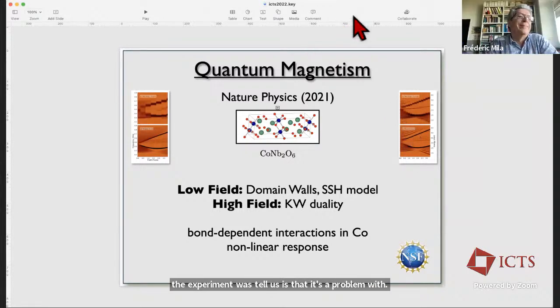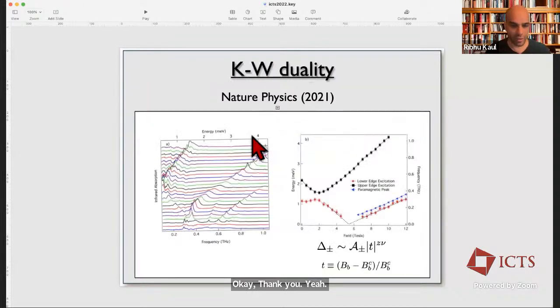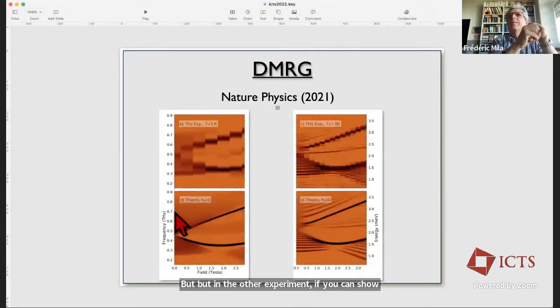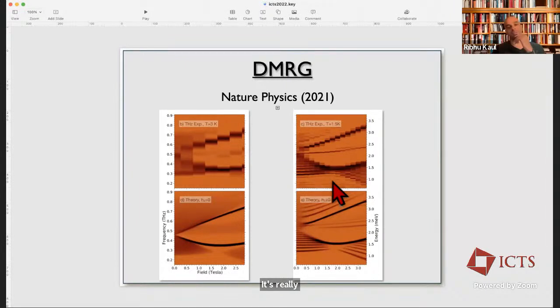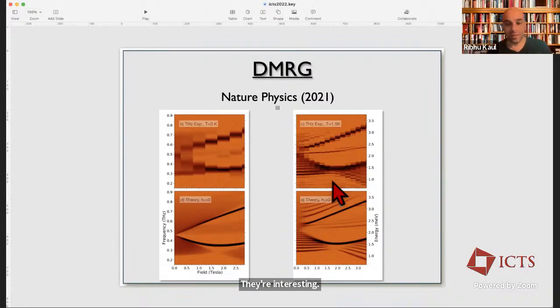Okay, in fact, there's a lot of noise even in this. If you look down here in the Fourier transform data, which again we expect to be noise, but in the other experiment, if you can show the slide, it's a very structured noise somehow, because there are really levels there. It's amazing. Yeah. No, I was wondering whether you had an explanation for that, or it can of course be an experimental artifact. Okay. Very interesting.